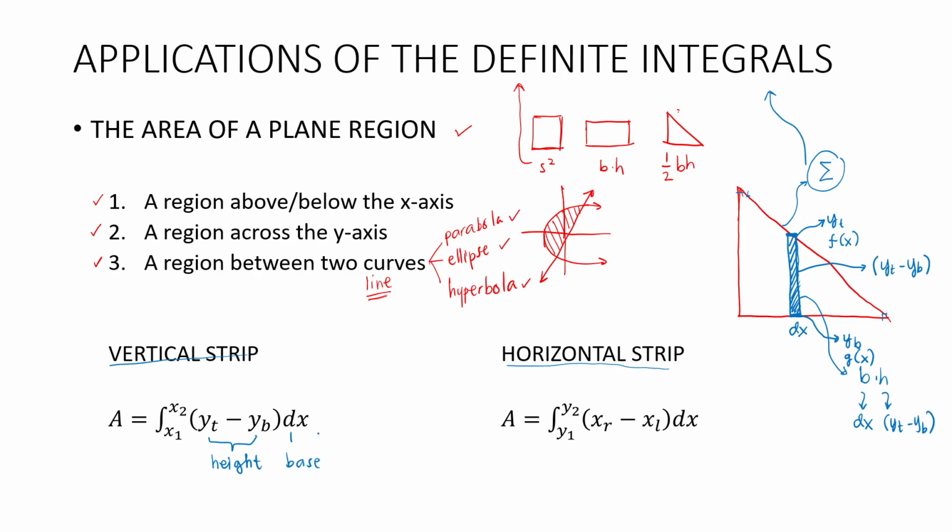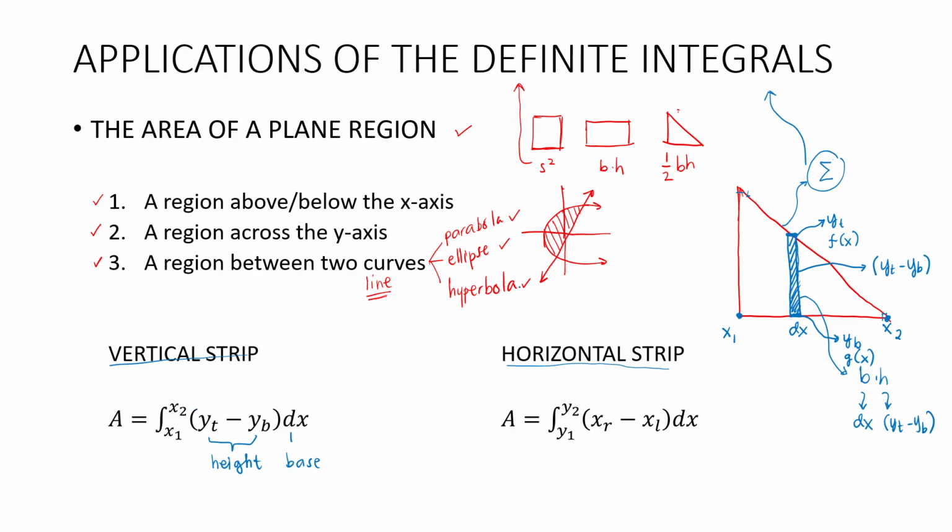So basically, we are just summing up an infinite number of vertical strips. So instead of adding up multiple vertical strips, to make our lives easier, we just add up the x aspect, from x1 going to x2. So it's easier compared to adding up multiple rectangles in your sigma notation. Okay, so that's for the vertical strip.